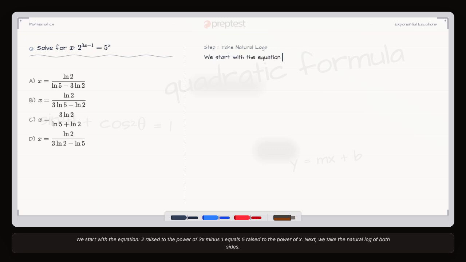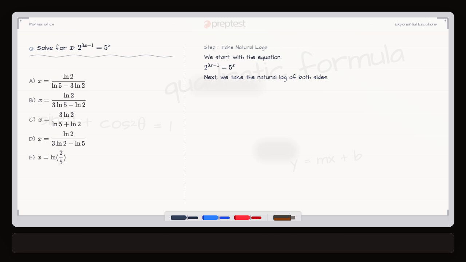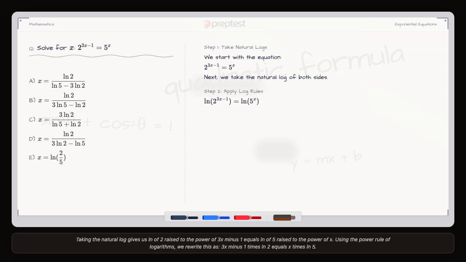We start with the equation, 2 raised to the power of 3x minus 1 equals 5 raised to the power of x. Next, we take the natural log of both sides. Taking the natural log gives us ln of 2 raised to the power of 3x minus 1 equals ln of 5 raised to the power of x.